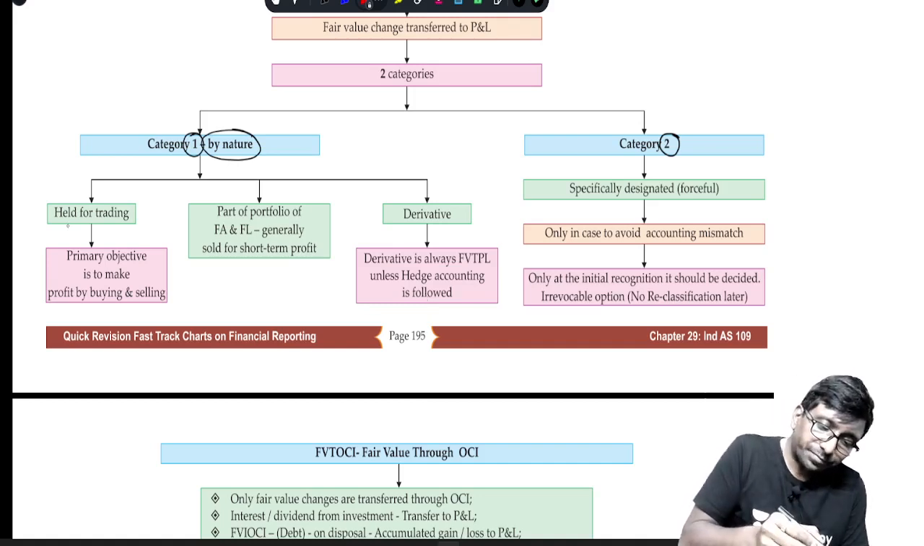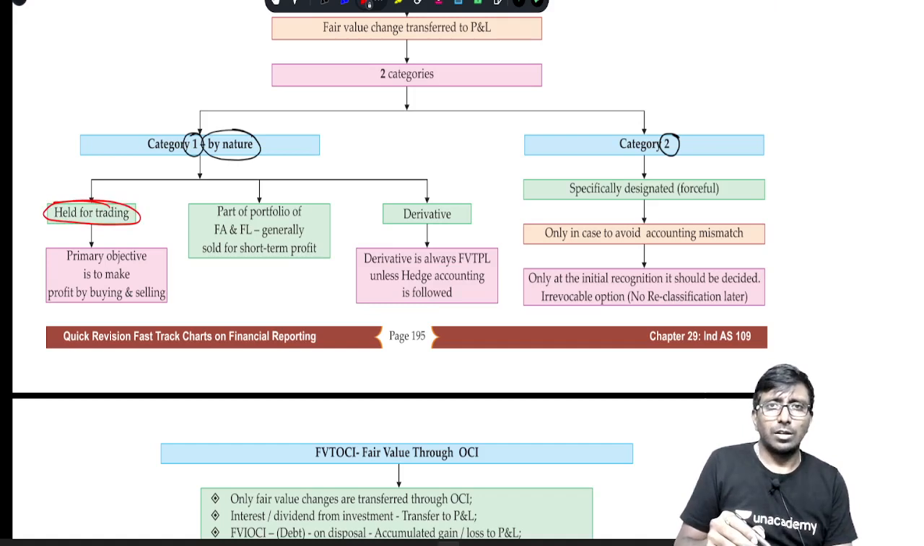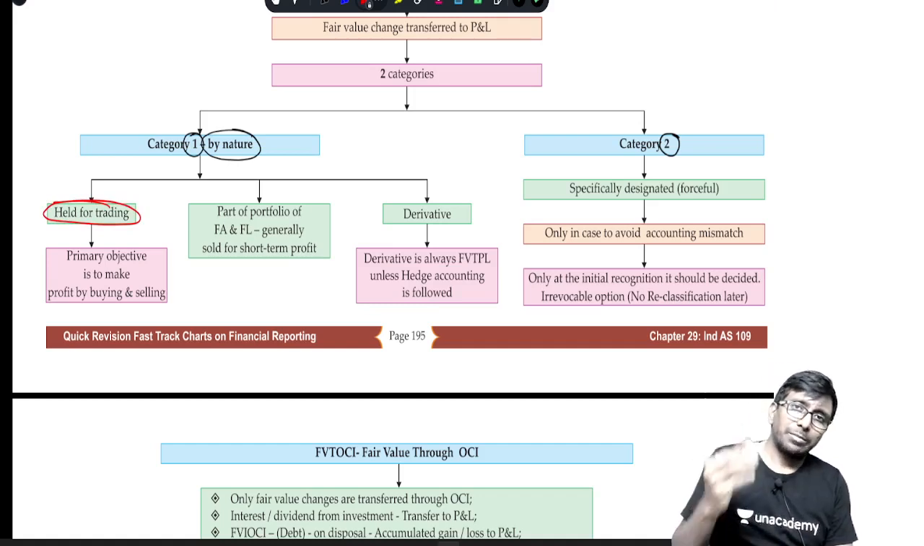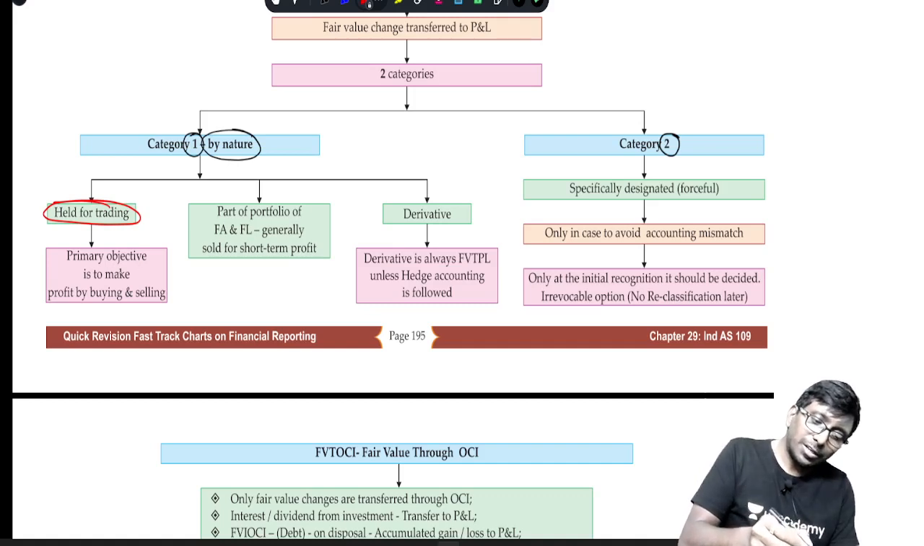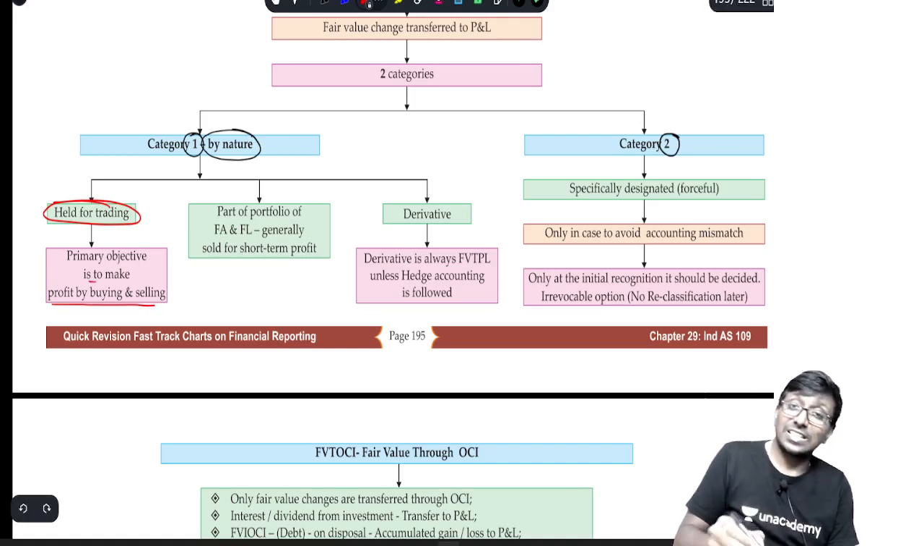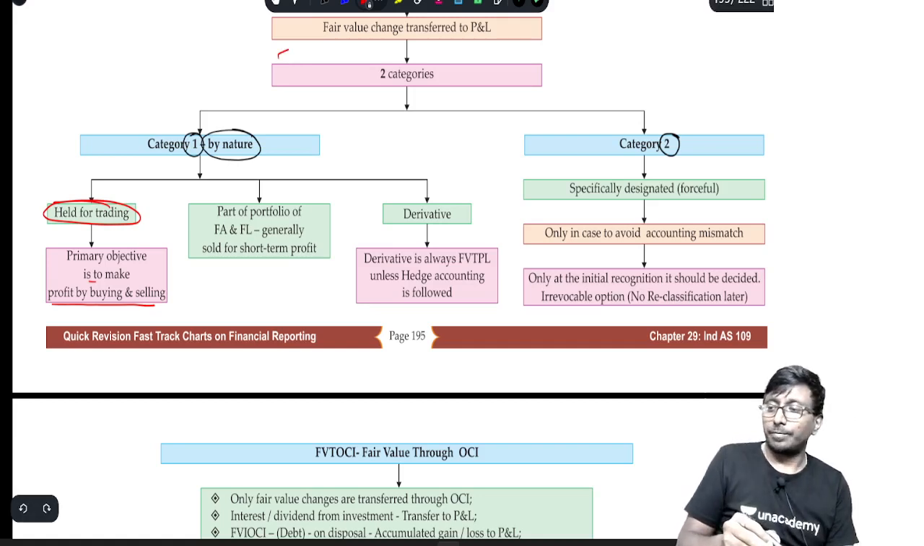It is held for trading. Why did you buy the instrument? I just want to buy, sell and make profits, sir. Oh, like that. Then yes, the primary objective is buying, selling and making profit. Then it is FVTPL, no doubt.